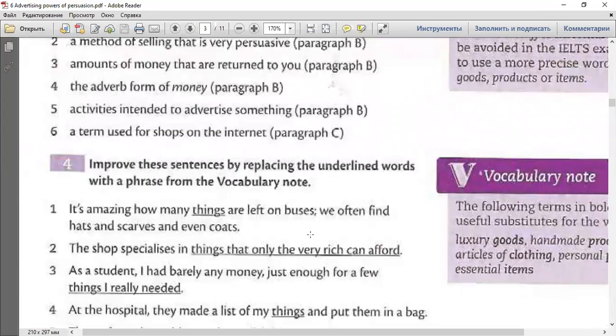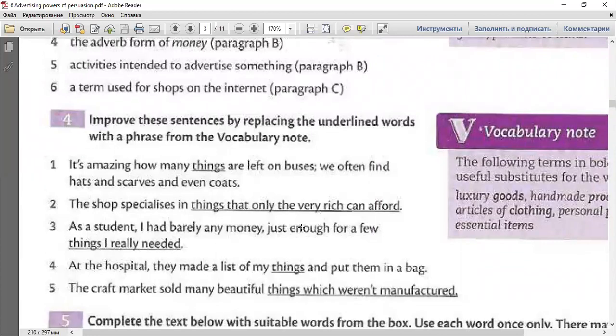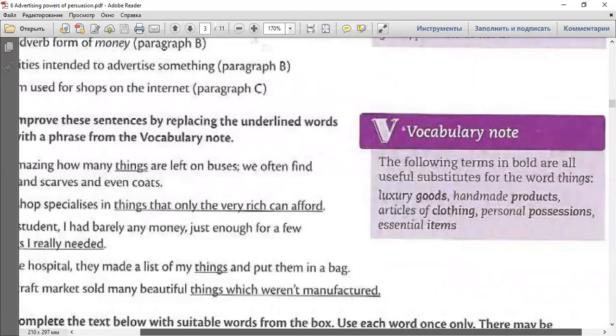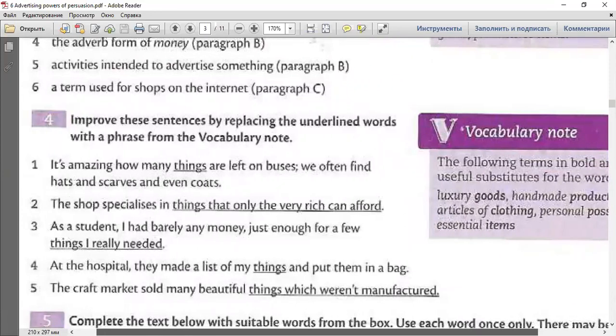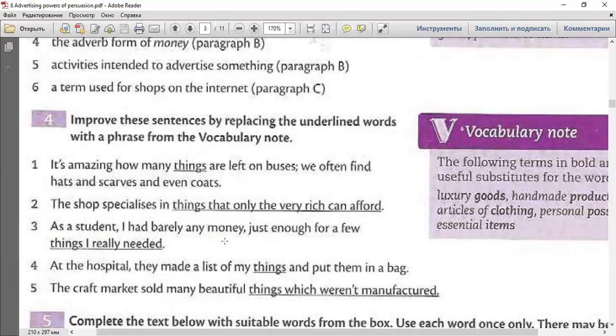So in exercise 4, try to replace these underlined words with words like goods, products, clothing, or articles of clothing, possessions, or items. Okay, so number 1, please write your option, how you can replace that. It's amazing how many things are left on buses. We often find hats and scarves and even coats.